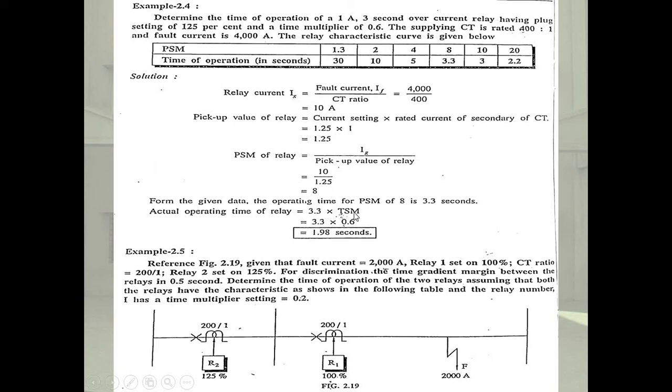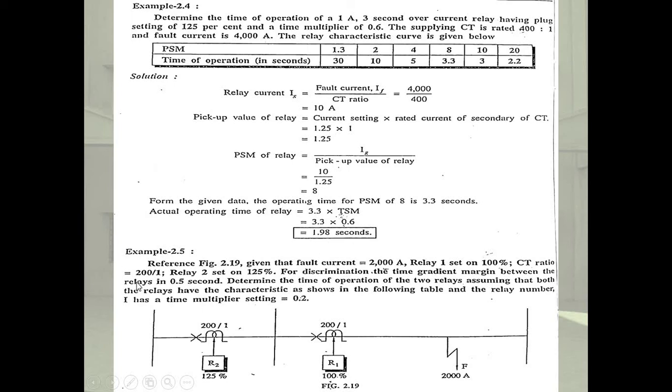From the given data, the operating time for PSM of 8 is 3.3 seconds. So actual time of the relay is equal to 3.3 into TSM. TSM, the time multiplier setting, is 0.6. So 3.3 into 0.6, and the actual operating time of the relay is 1.98 seconds.